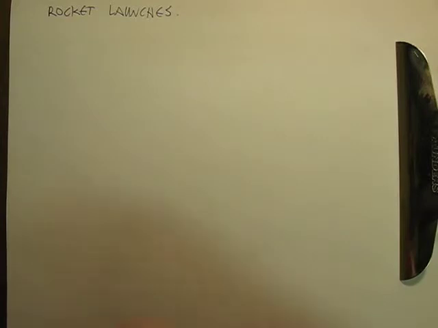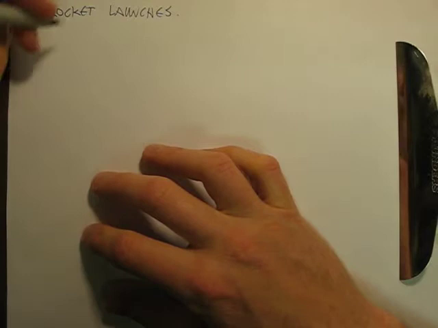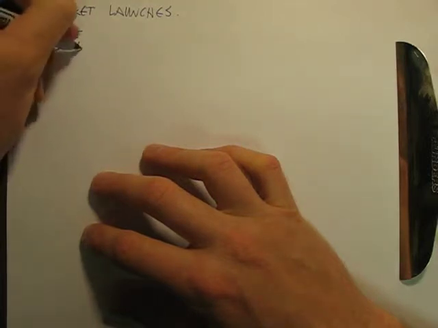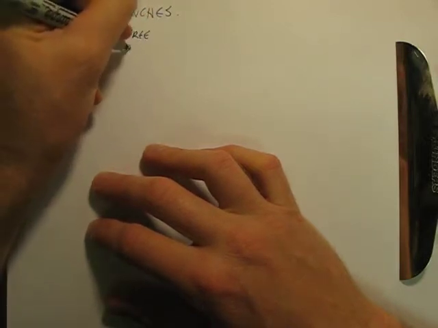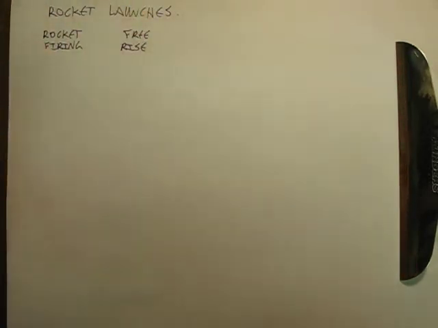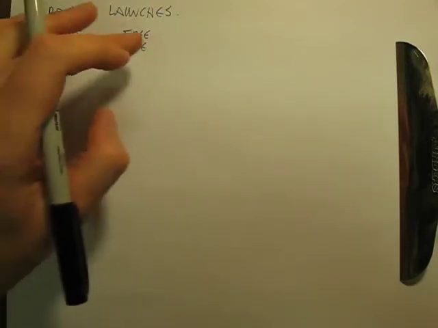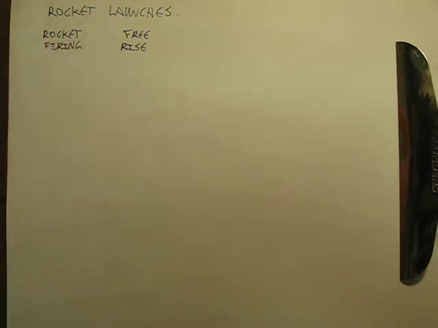Okay, we got two phases. So we have two phases in the rocket launch. We have the rocket firing, and then we have free rise is what I'm going to call it. And then also we could actually add into there free fall, like the fall under the parachute, but I'm actually not going to worry about what happens after the parachute deploys. I'm just going to talk about the rocket going up.